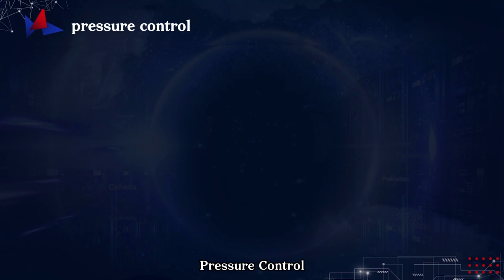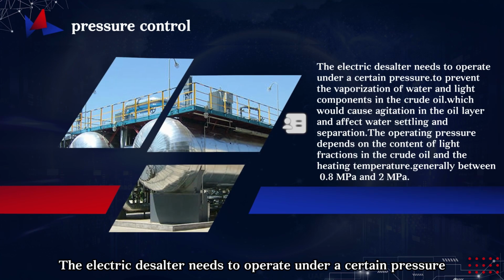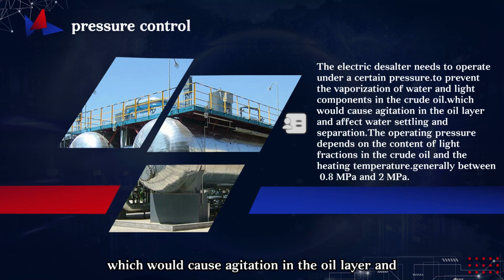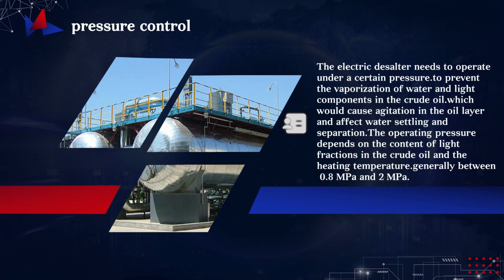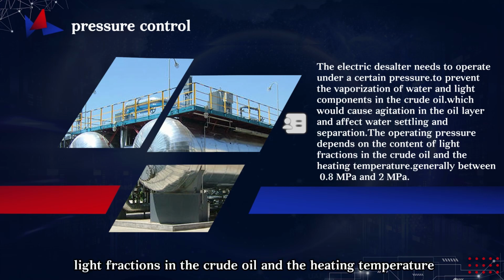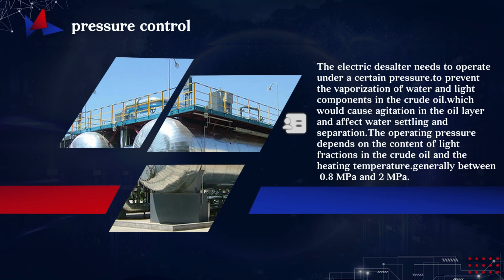2. Pressure control. The electric desalter needs to operate under a certain pressure to prevent the vaporization of water and light components in the crude oil, which would cause agitation in the oil layer and affect water settling and separation. The operating pressure depends on the content of light fractions in the crude oil and the heating temperature, generally between 0.8 MPa and 2 MPa.